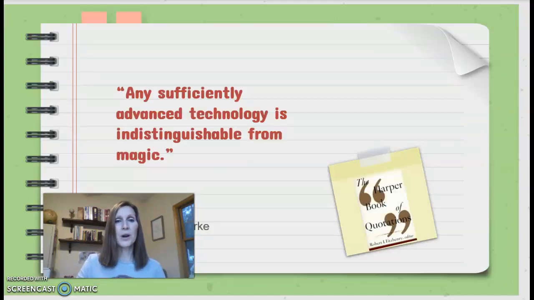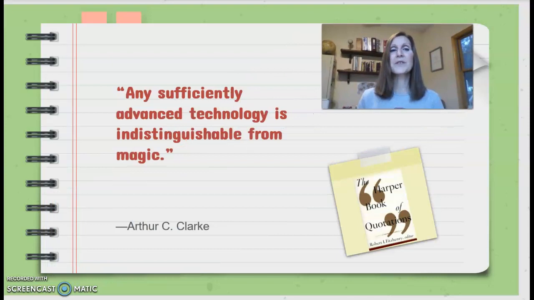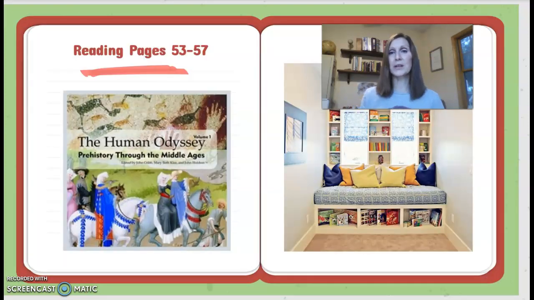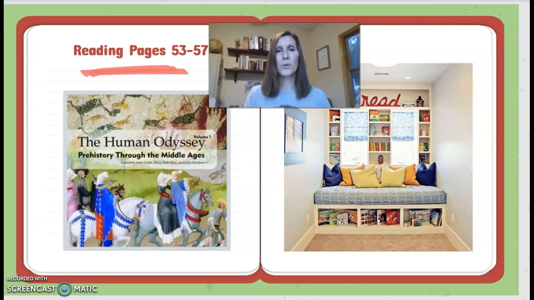And here we come to our quote section. Any sufficiently advanced technology is indistinguishable from magic, and that was said by Arthur C. Clarke. And then just a reminder to complete your readings. Again, extremely important to tie all of this information in. Attend class, so we're going over all of these lessons in class together.